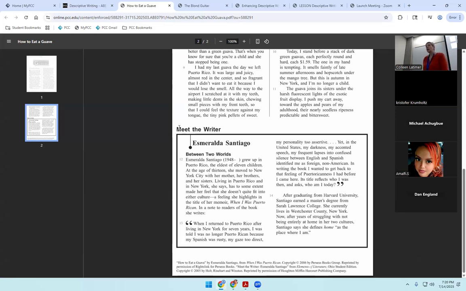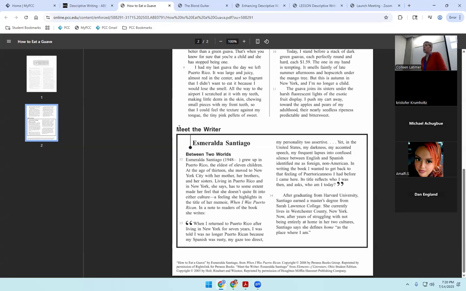In the note to readers in the book, she writes, "When I returned to Puerto Rico after living in New York for 7 years, I was told I was no longer Puerto Rican because my Spanish was rusty, my gaze too direct, my personality too assertive. Yet in the United States, my darkness, my accented speech, my frequent lapses into confused silence between English and Spanish identified me as foreign, not American."